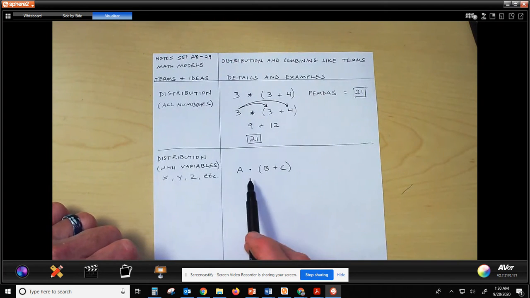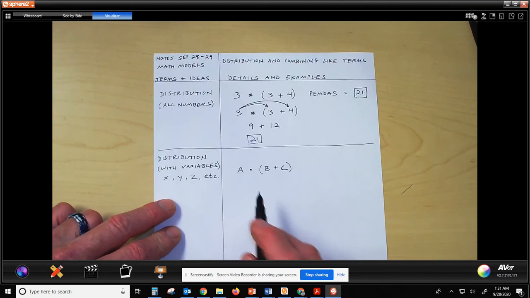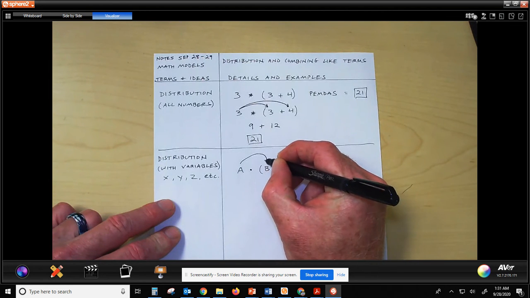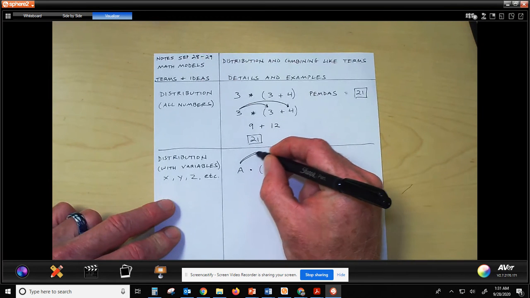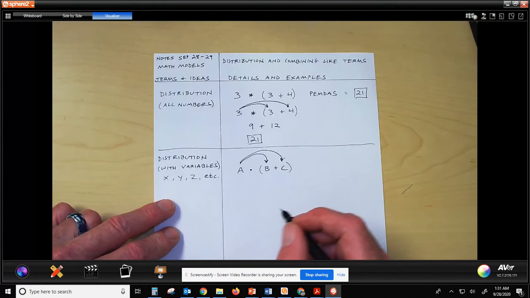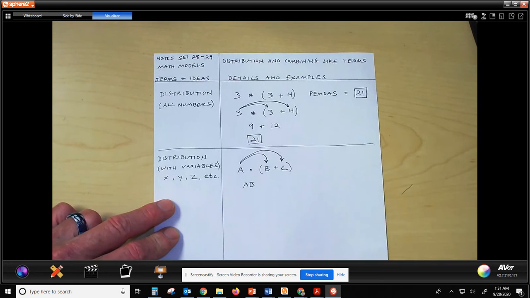Oh my gosh. Well, I don't know what any of these letters stand for. They are numbers, I suppose. I can still simplify the math. I can draw my arrows. I can draw an arrow there, and I can draw an arrow there. Okay, so I'm going to do this piece by piece. A times B. Two variables multiplied by each other. I can say this is AB. There's an implied multiplication when you write the two letters next to each other.